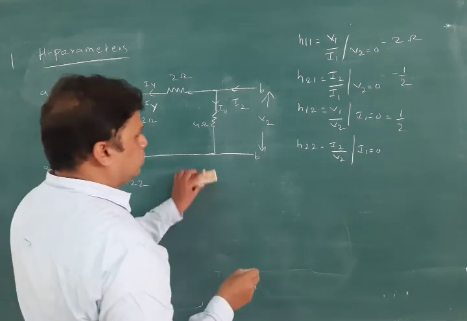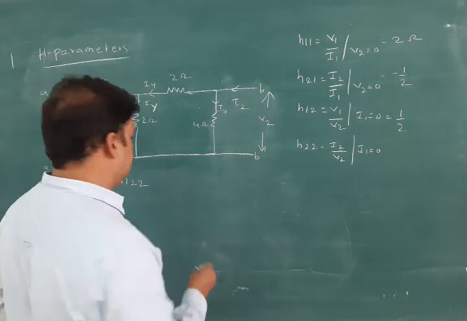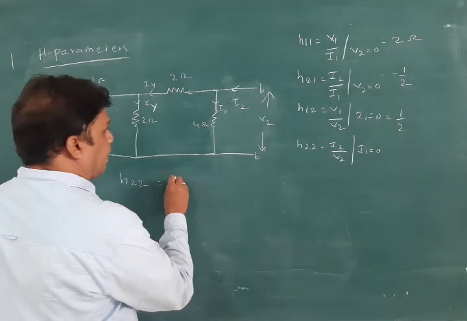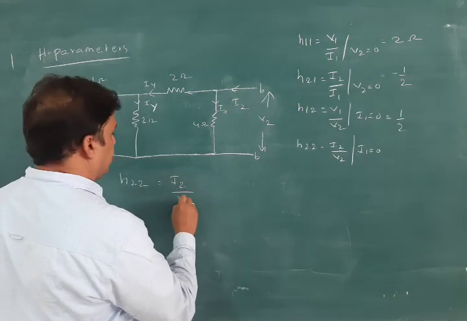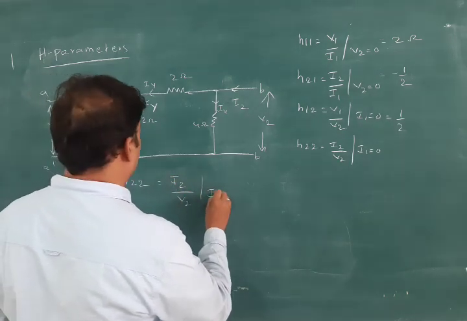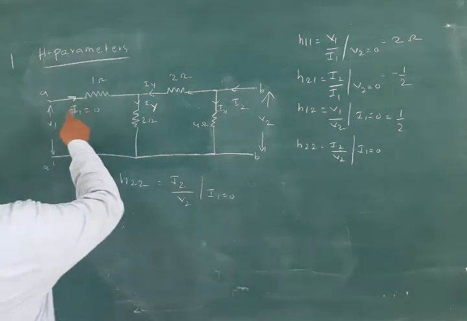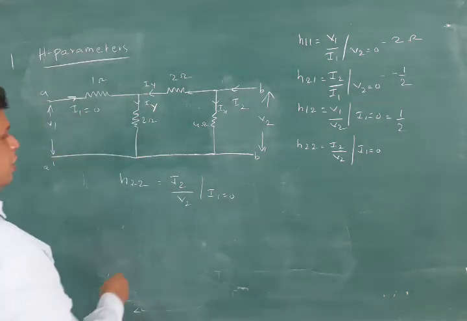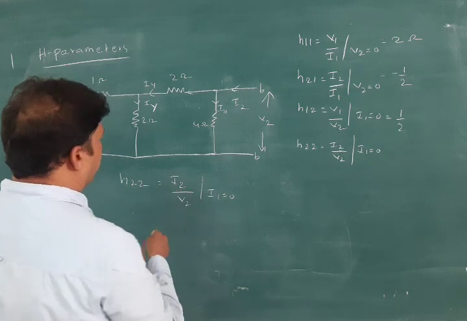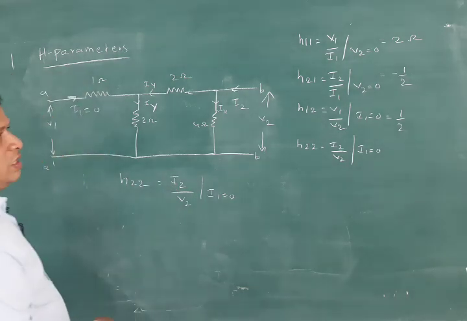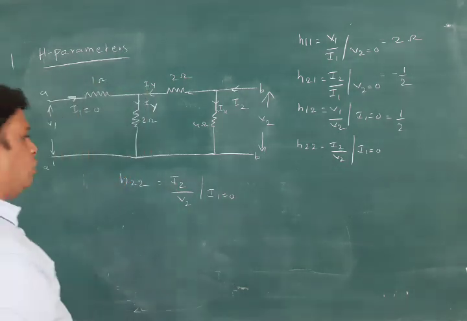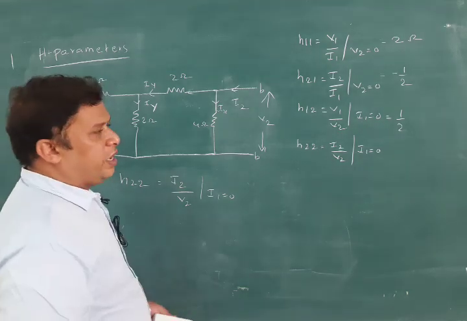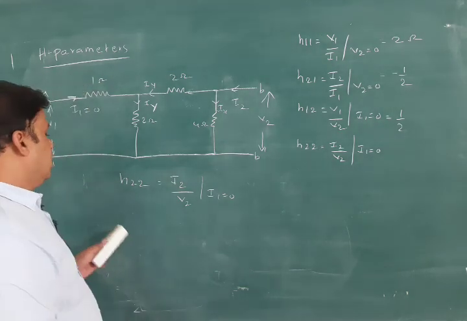H22 is equal to I2 by V2 at I1 equal to 0. So this is the same thing: I1 is equal to 0, current doesn't flow here, and we want the parameters I2 and V2. What is the I2 actually? We have already known the I1 and I2 values, so we will look back now.